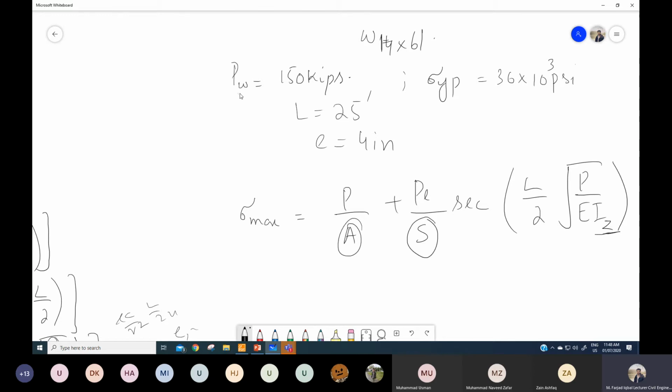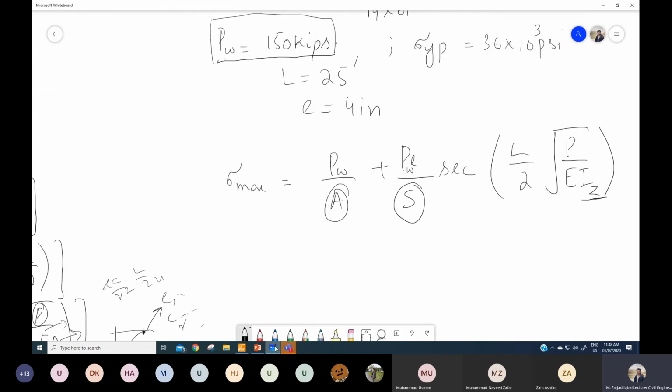But since we need to find the maximum compressive stress developed in this column for this load PW, over here we will use the load PW, not the load P, because we need to specify what the stresses are when this load is acting on it.